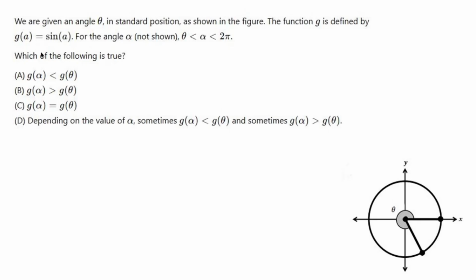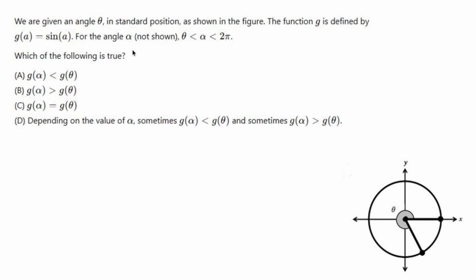This problem is... We are given an angle theta in standard position as shown in the figure below. So here's my figure. It's spun around, lives somewhere in the fourth quadrant. The function g is defined by g of a equals sine a. So we'll deal with that in a minute.